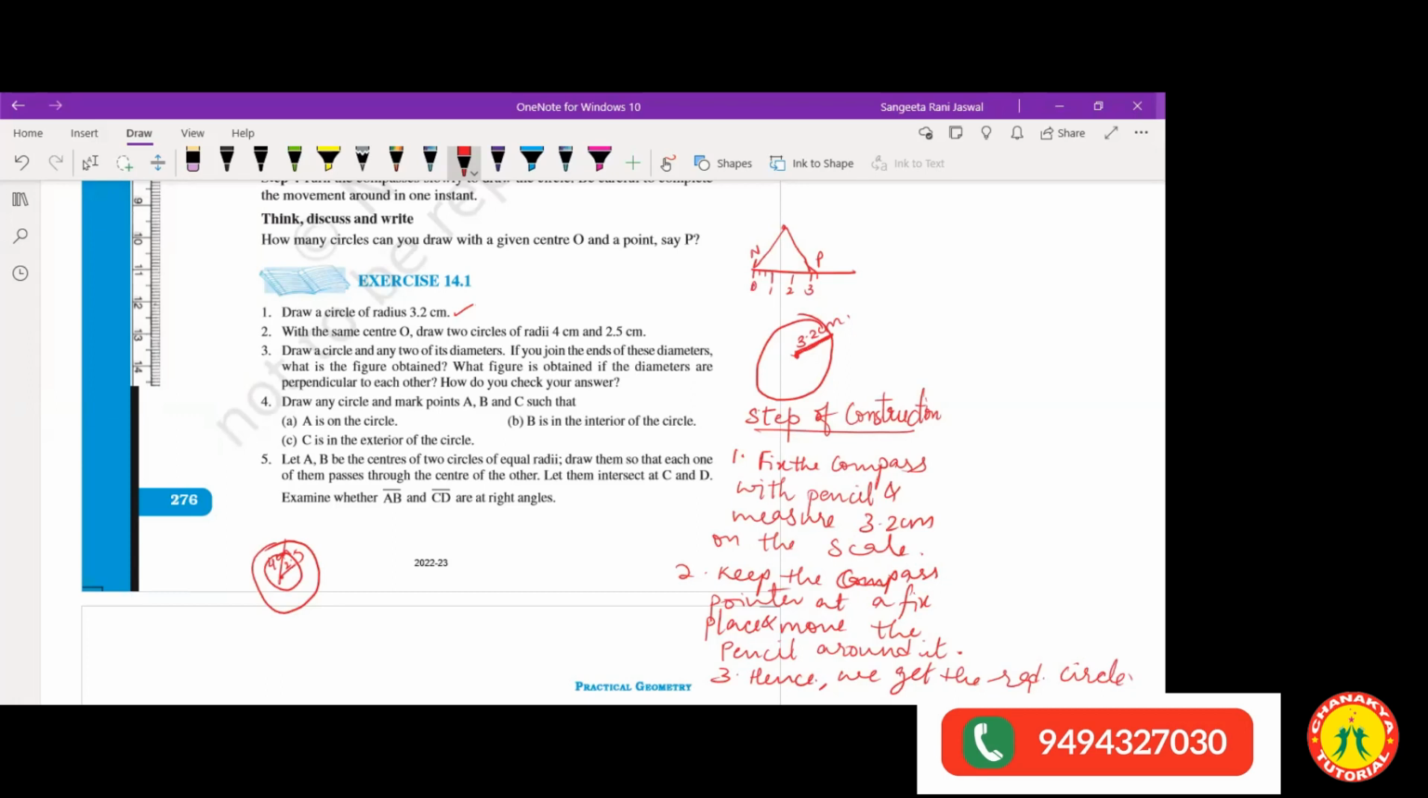Ma'am, can you tell me what to do? You have to make two circles like this with the same center. See, I have just done this here. First make one circle, the inner circle, with radius 2.5. Then with the same center, measure 4 centimeter on your compass and make another circle of 4 centimeters. Do it.